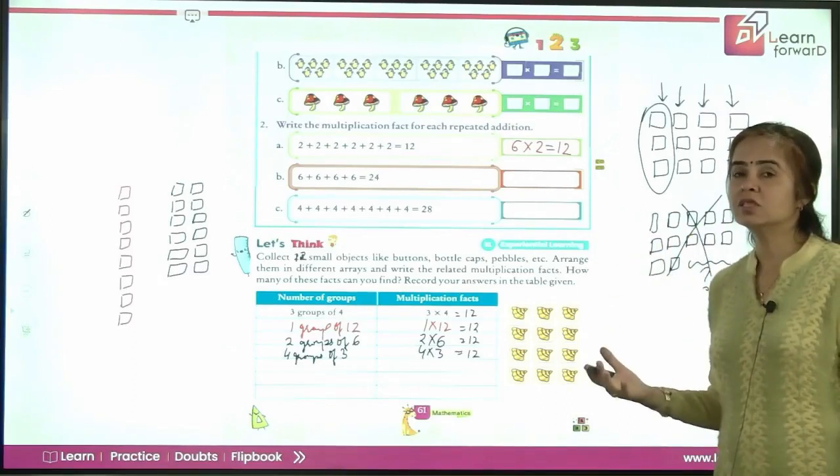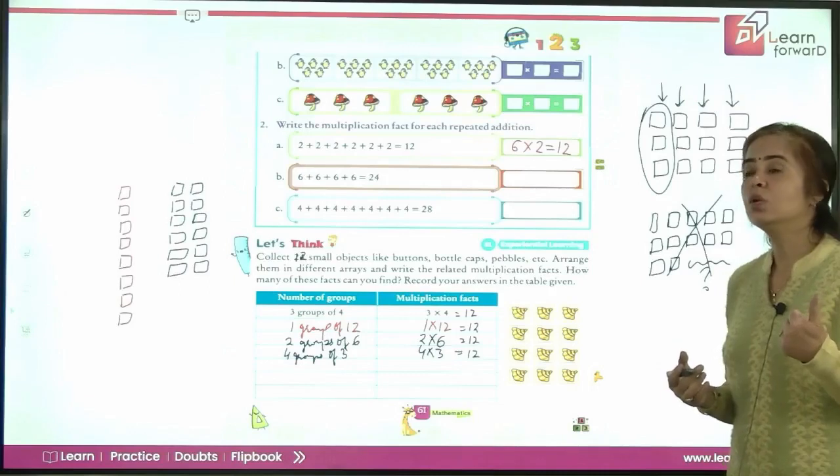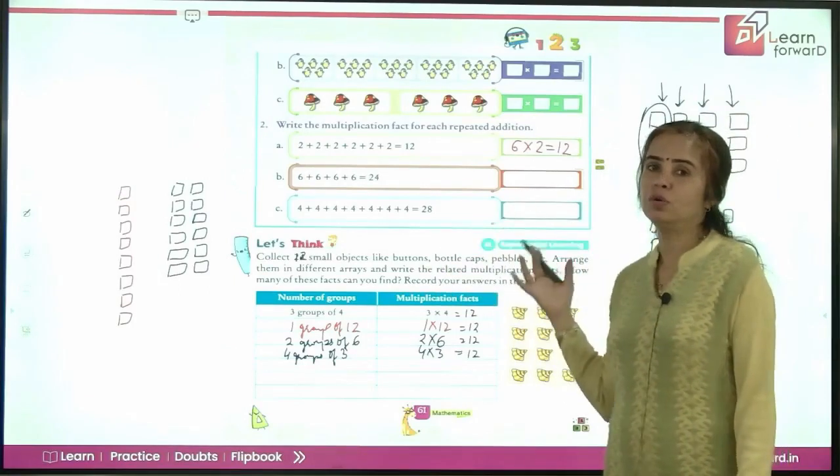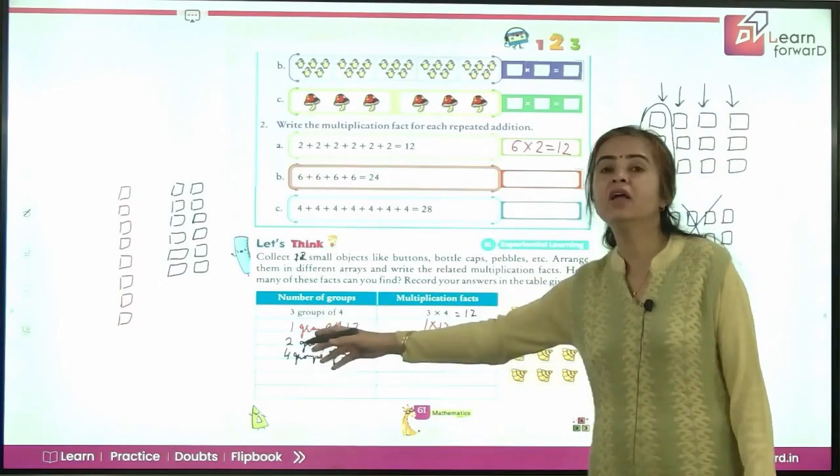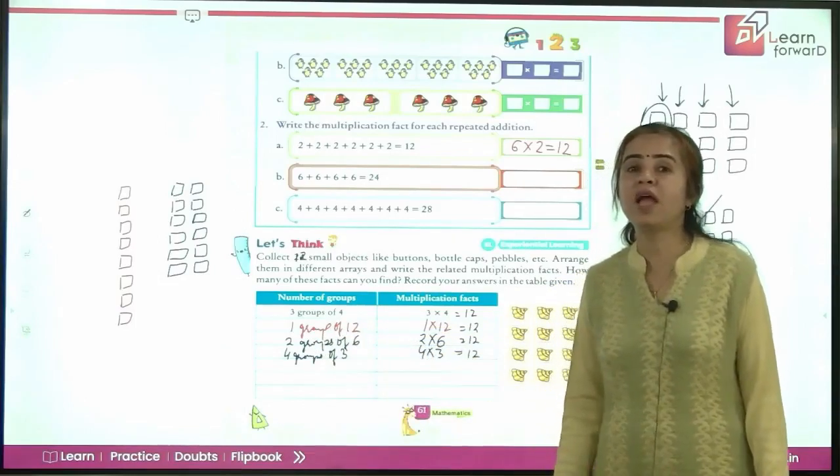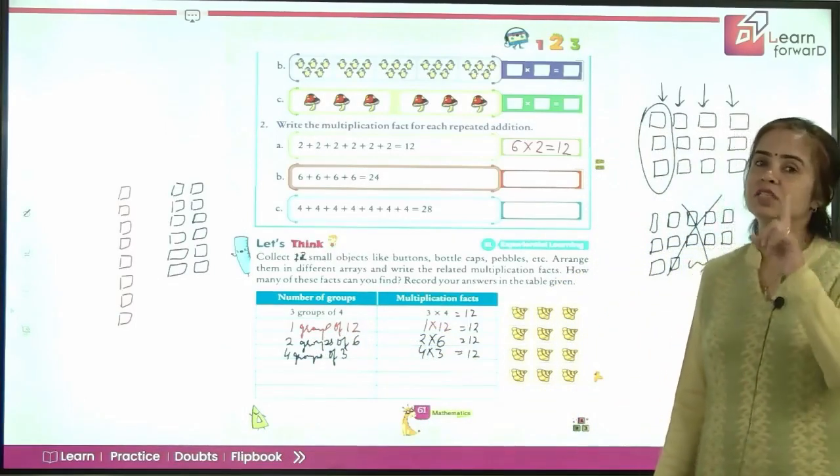Let's move to 6. Try for 6. Then you can go for 12 altogether. That means here you had one group of 12. Then you will be having 12 groups of just 1, 1 each.